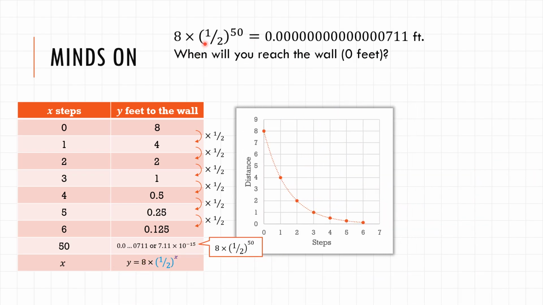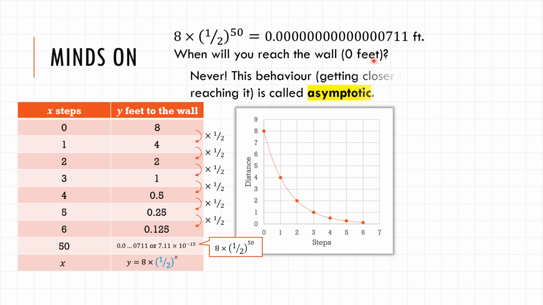So when will we know that after 50 steps, we will be this many feet away from the wall. When will we actually reach the wall? The simple answer is never. This behavior of getting closer and closer to a number without ever actually reaching it is called asymptotic behavior. That's a tough word to pronounce, so I'll give you a chance if you want to pause the video here and try to give that a shot.